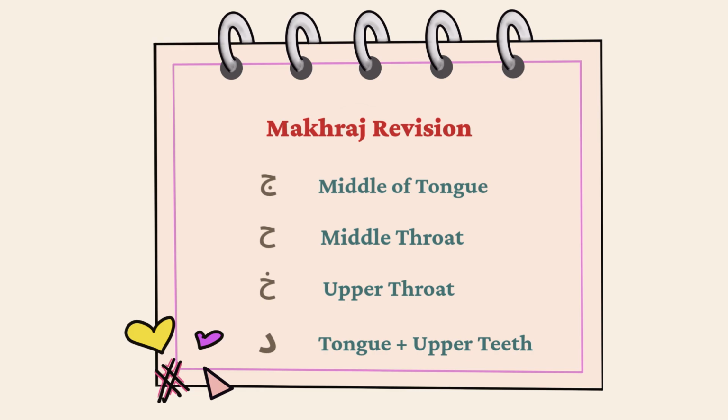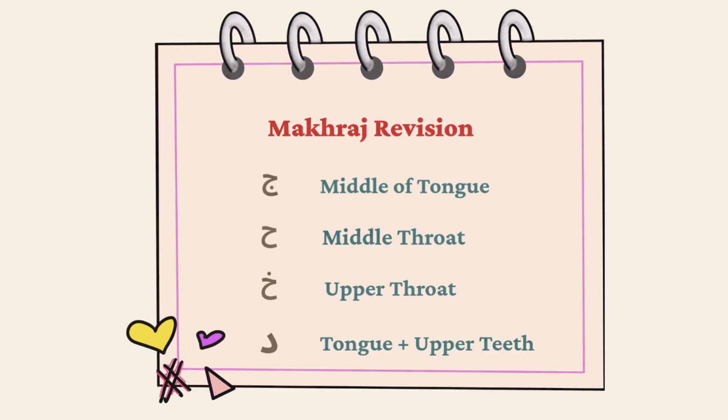Jeem, middle of the tongue. Ha, middle throat. Kha, upper throat. Dal, tongue on the upper teeth.